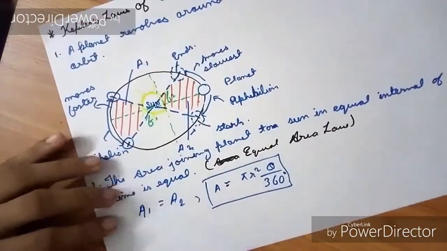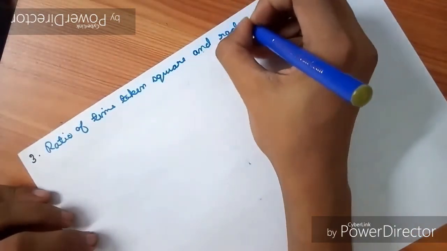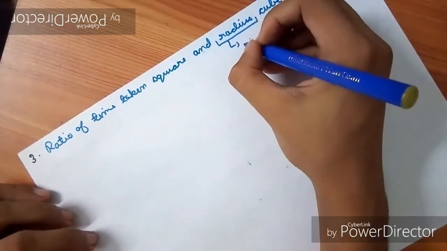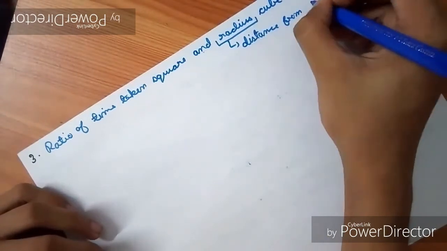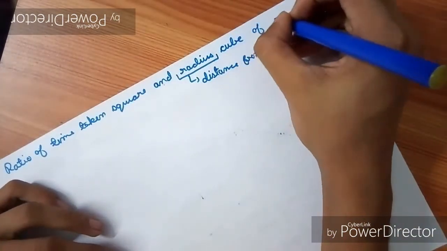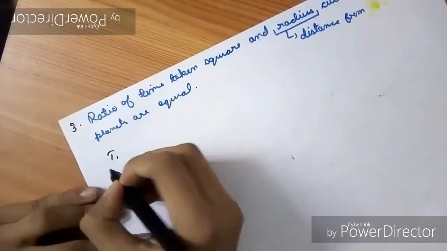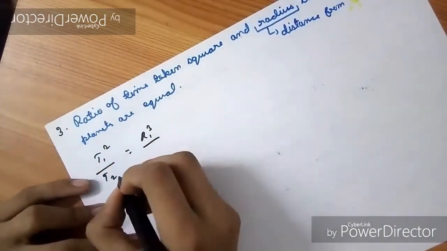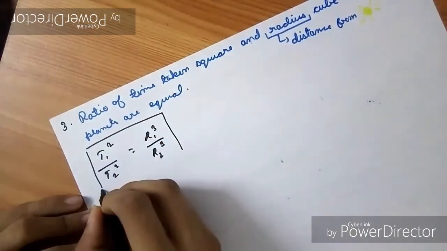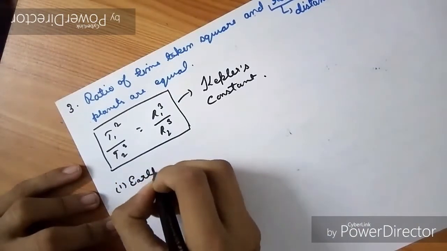Its formula is area of segment equals pi r square theta by 360. So this is the second law of Kepler. Now the third law. He states that the ratio of the square of the time taken and the cube of the radius, here radius meaning the distance from the Sun, is equal for any two planets. This is the formula for his law: T1 square by T2 square equals R1 cube by R2 cube.